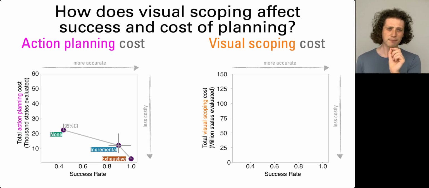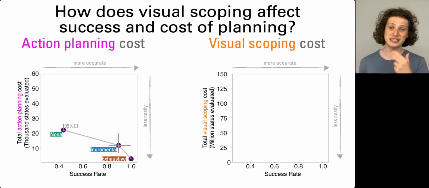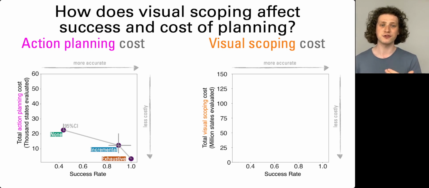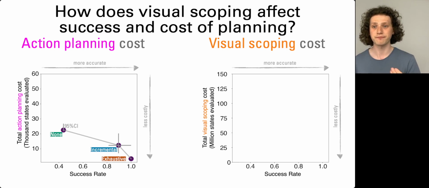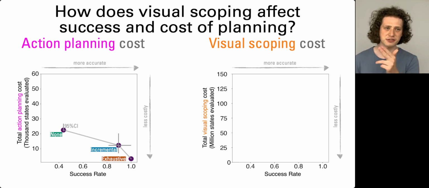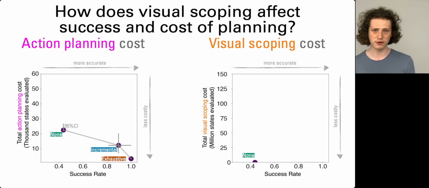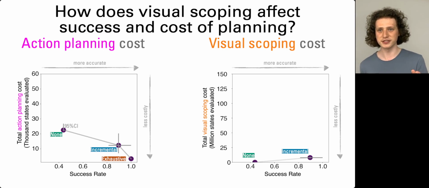Therefore, the general pattern should hold even when using a different method to estimate the cost of all potential subgoals, even though the magnitude of visual scoping cost will be different. The x-axis here shows the same rate of success as on the left. Action level doesn't have a visual scoping cost, of course, and this is incremental scoping.